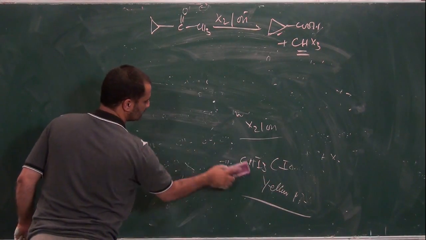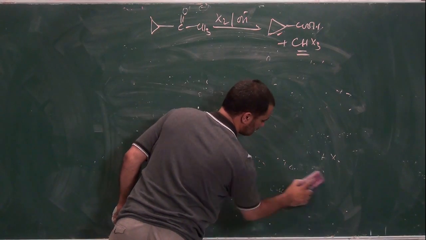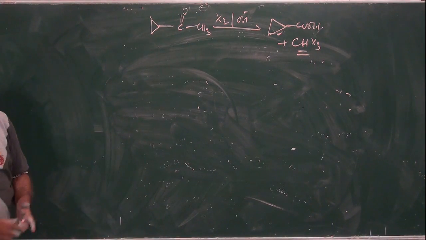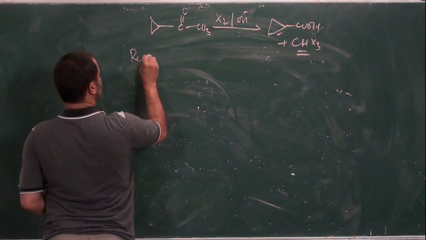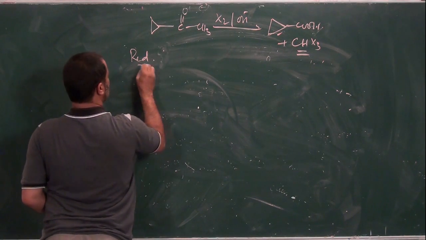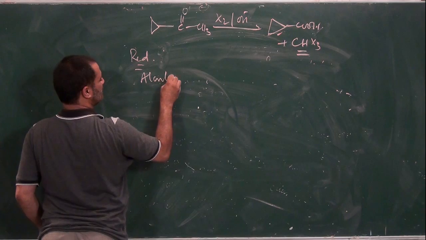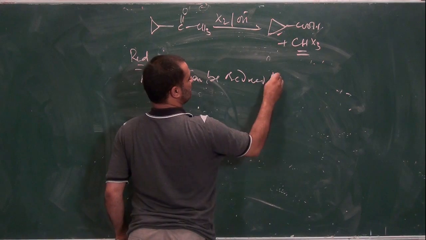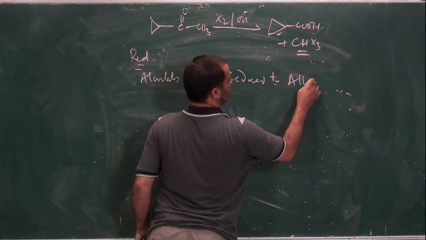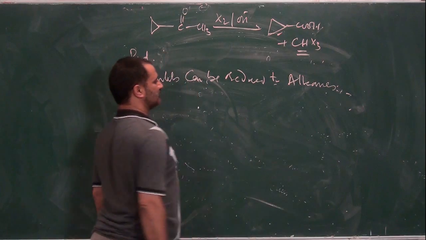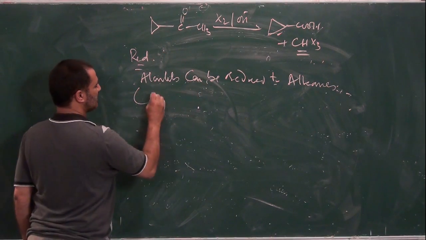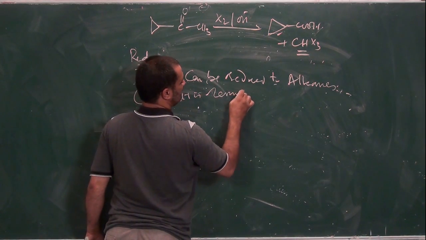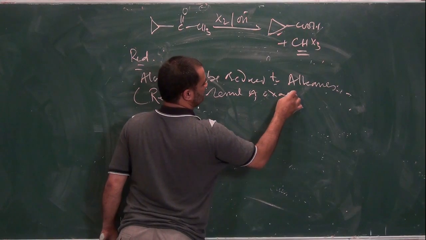Now reduction. Alcohols can be reduced to alkanes. Simple reaction. The result is removal of oxygen.